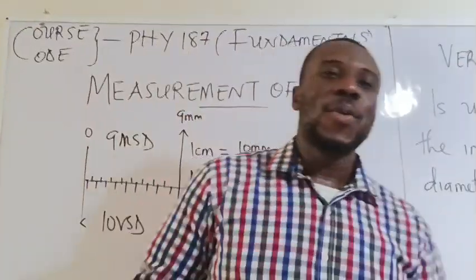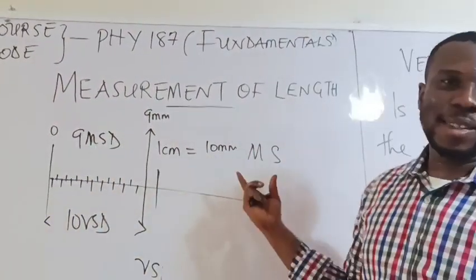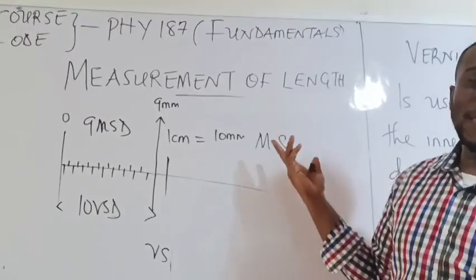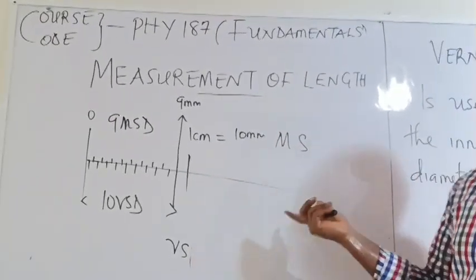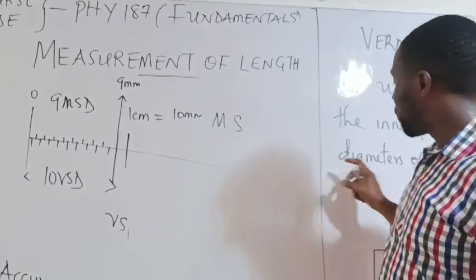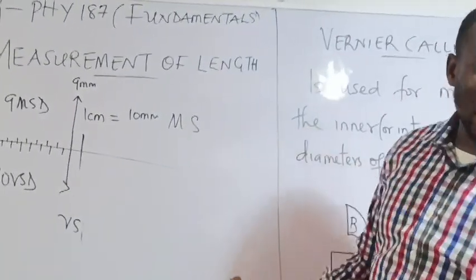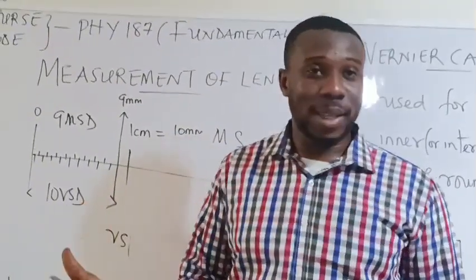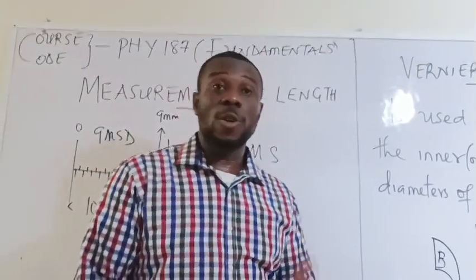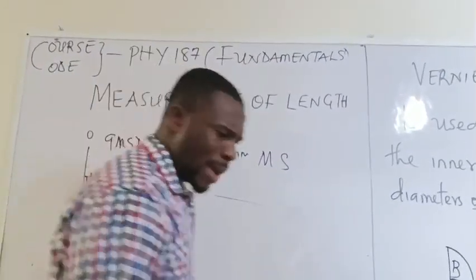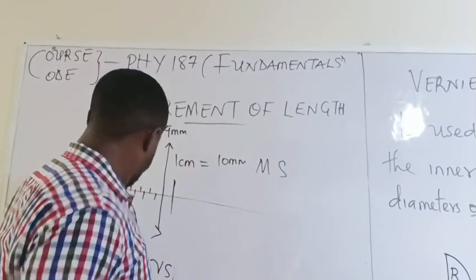So far, we have learned just a few things about the Vernier caliper. We saw you could measure both the inner and outer diameters of curved or round objects. And of course, you could measure the depths of hollows in objects. All right, so let's proceed.